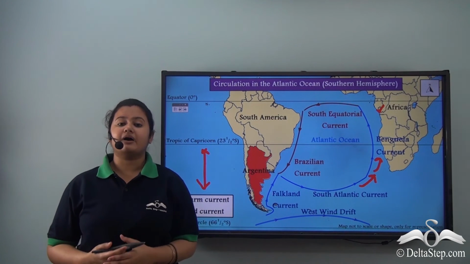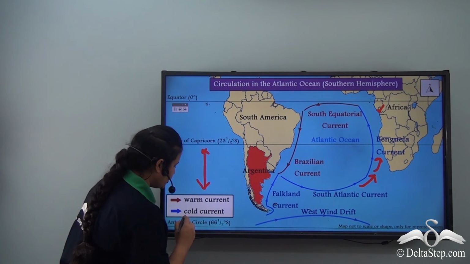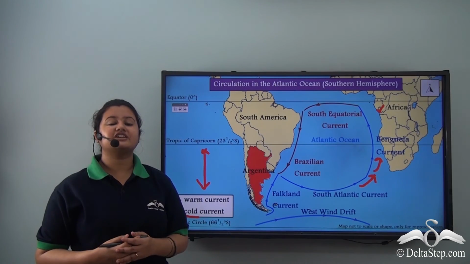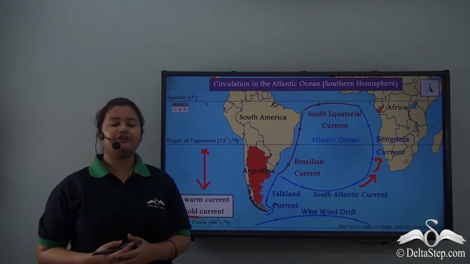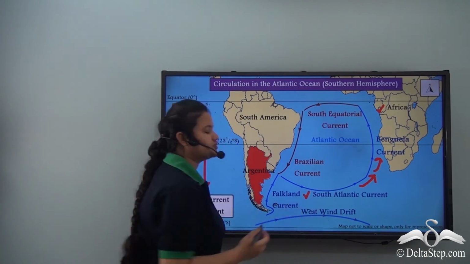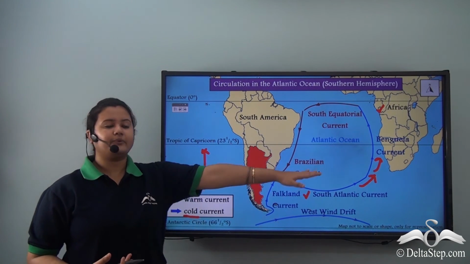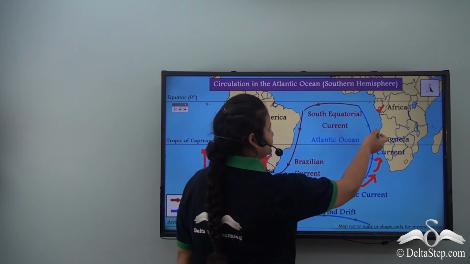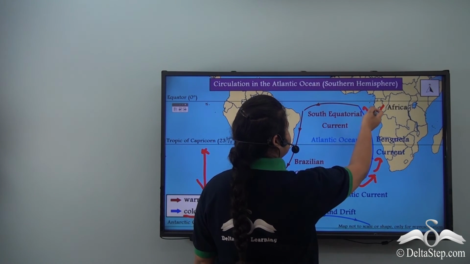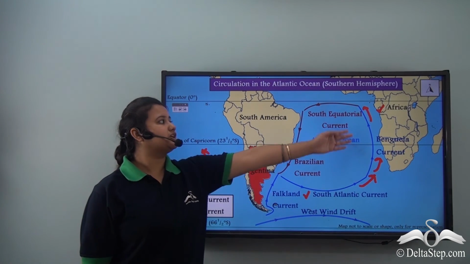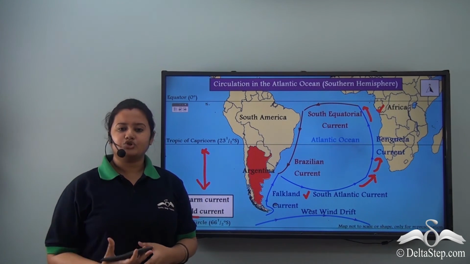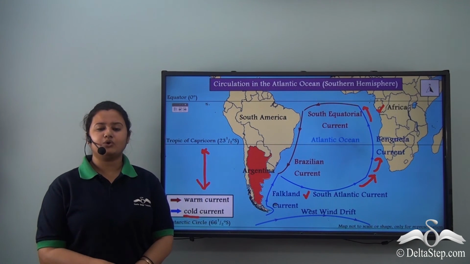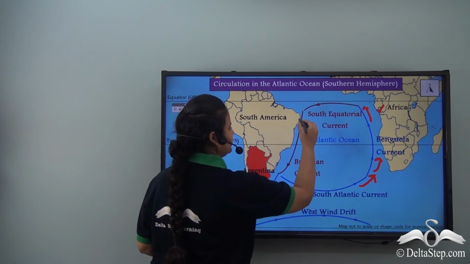Benguela Current has been marked with blue, which means that it is a cold current. And why is the Benguela Current a cold current? This is because it originates in the temperate zone and from the South Atlantic current, which is also a cold current, and therefore the Benguela Current is a cold current. The Benguela Current finally travels northwards and connects with the South Equatorial Current, and therefore the circulation in the South Atlantic Ocean gets completed.